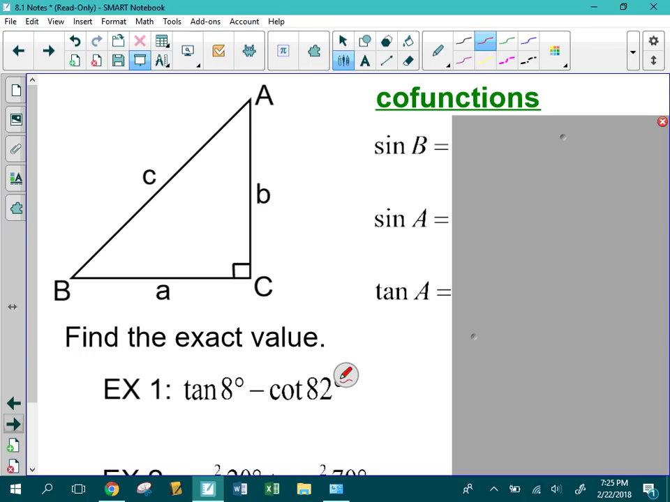That might be something that you want to write down. Cofunctions of complementary angles are equal. So cofunctions will be like sine and cosine, tangent and cotangent. Okay, those are our cofunctions.